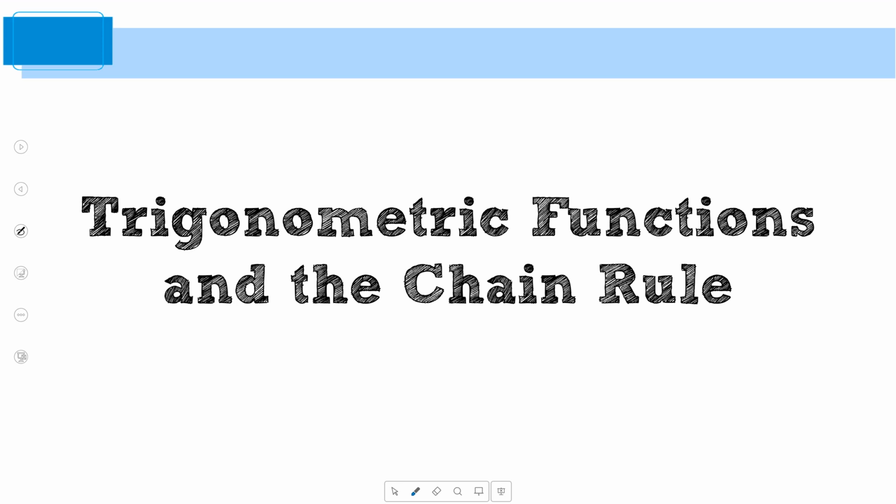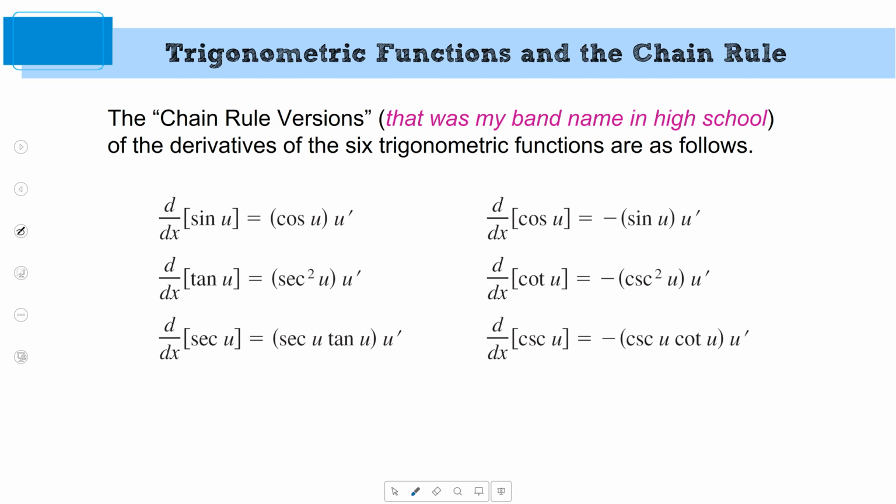But we can build some chain rules with those trig functions. Now, I know you're freaking out, but the only thing that's different on this page than the other page that we had on trig functions is I changed x's to u's, and I stuck a u prime on the end. Well, what does that mean? It's simply the chain rule.